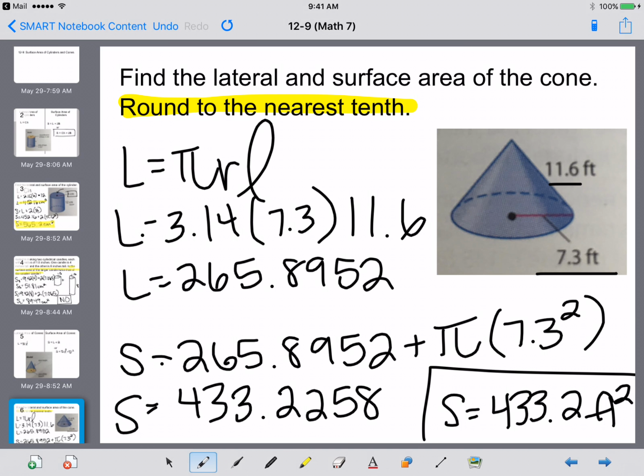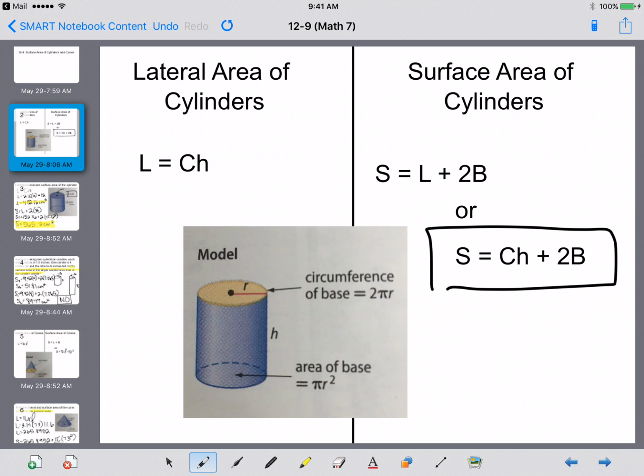So once again, you have your two options. You've got your two-step way or your shortcut way, and you can do whichever makes the most sense to you.